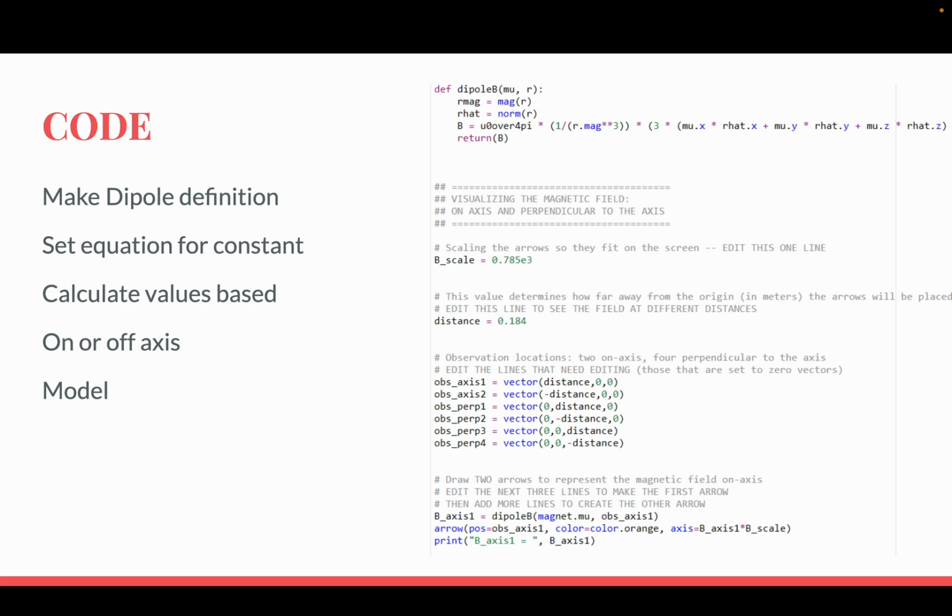Well, the code's pretty simple. Here it is. So first we made the dipole definition to return the magnitude of the magnetism. It calculates values based on if it's on or off axis using this model. So we also had to edit the distances, the scaling, and the axis vectors for this code.